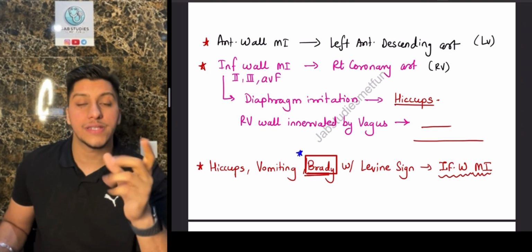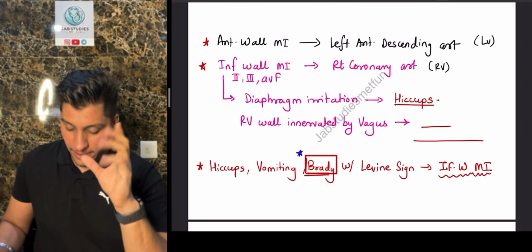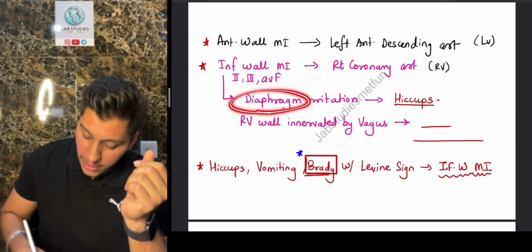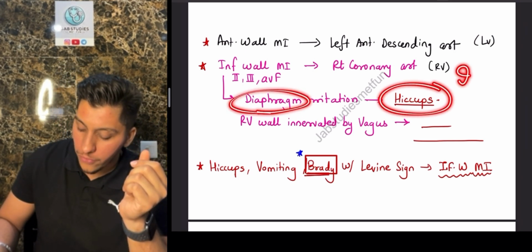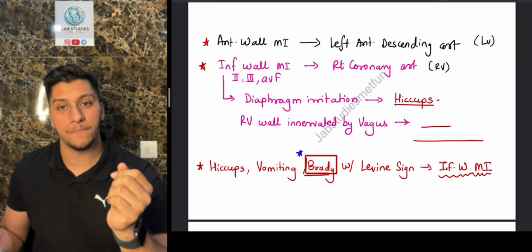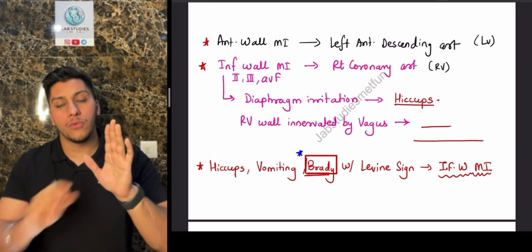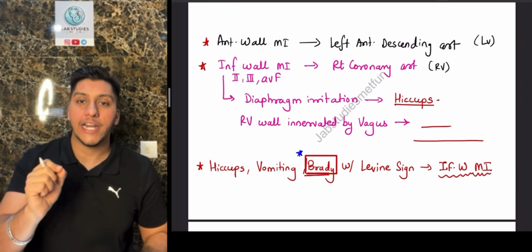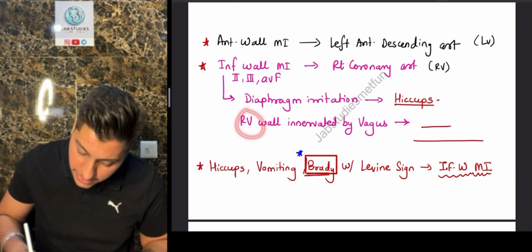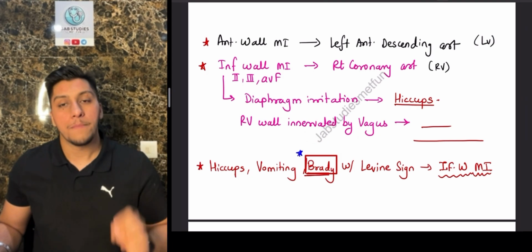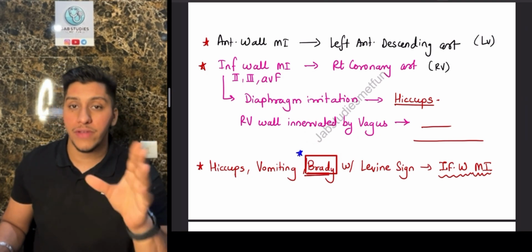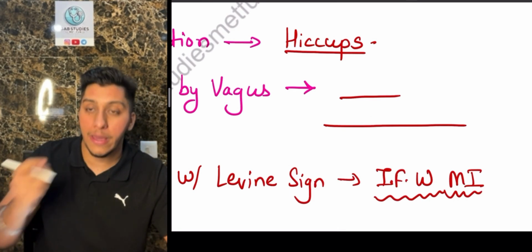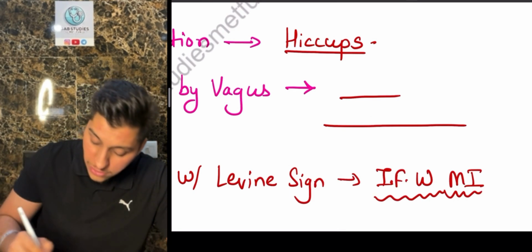Now see what is the issue with respect to inferior wall MI. In inferior wall MI, you need to know that it causes an irritation to the diaphragm. That is why in inferior wall MI patients, you will find hiccups as well. Now, the inferior wall is mostly around the right ventricle. And you know, with respect to anatomy, that the right ventricle is innervated by the vagus nerve. Because of the innervation of the vagus nerve, whenever there is damage because of inferior wall MI, the patients, along with hiccups, are going to come with vomiting.